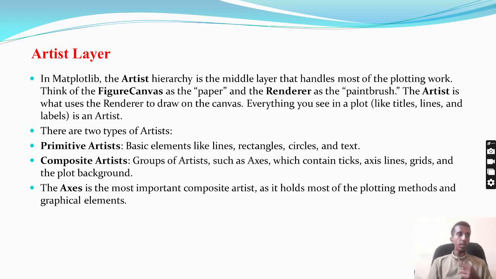There are two types of artists: primitive artists and composite artists. Primitive artists are basically things like line, rectangle, circle, and text. Composite artists are groups of artists such as axes, which contain text, lines, grids, and the plot background. The axes is the most important composite artist as it holds most of the plotting methods and graphical elements.